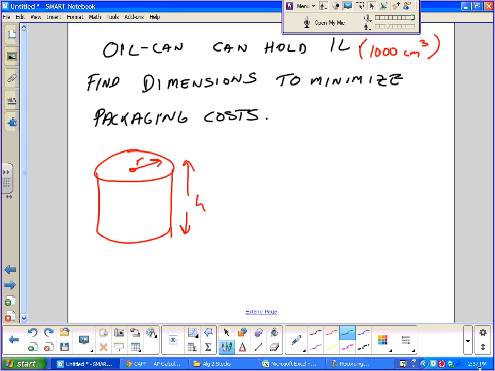So the first thing is I have 2 equations going on, like almost always this happens. You guys read the volume of this situation is 1/3 pi r squared h.